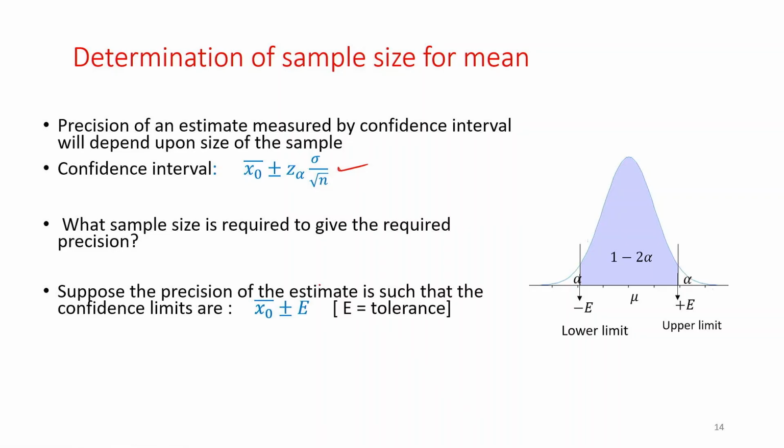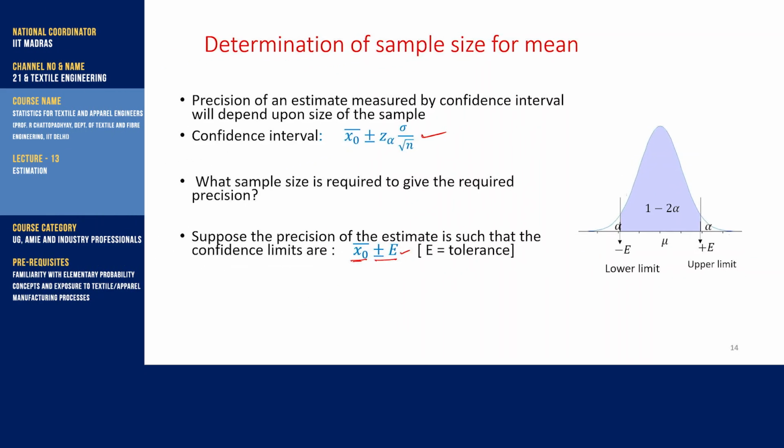Suppose the precision of the estimate is such that the confidence limits are X bar 0 plus minus E, where E is the tolerance. So we want the population mean to lie between X bar 0 plus minus capital E, where E is the tolerance. It could be, let us say, the count of yarn we want to find out in a cheese or cone, or we want to find out the GSM of a fabric.